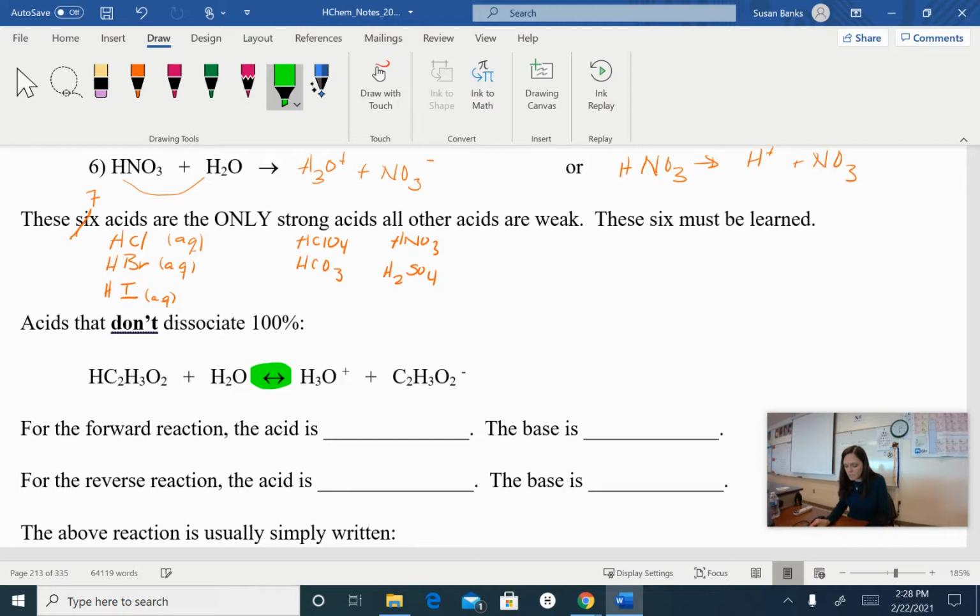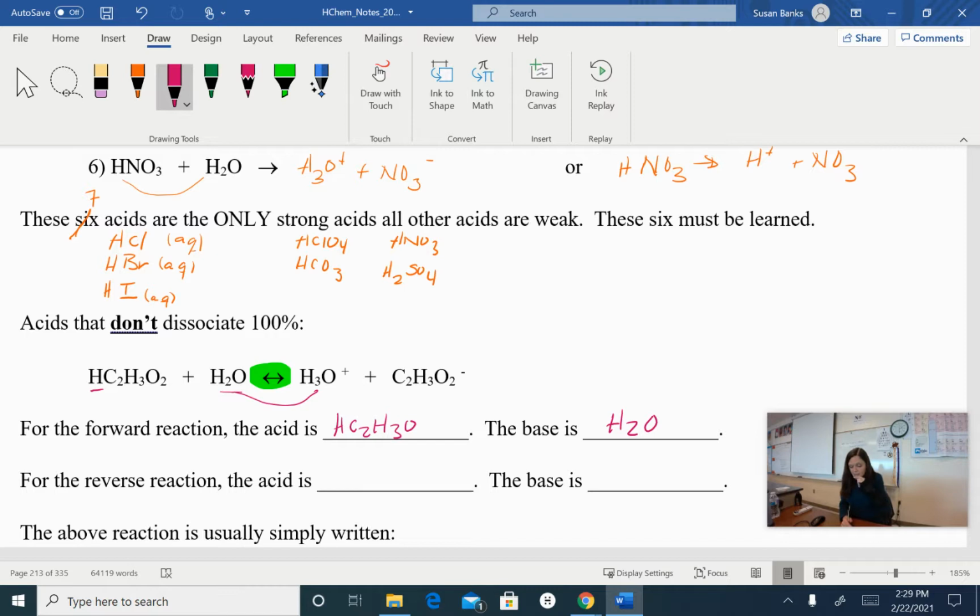Okay, so let's look at this reaction. So in this forward reaction, what is donating the hydrogen? Okay, hopefully you saw that the acetic acid donated the hydrogen. Okay, what is accepting the hydrogen? Hopefully you see that water is accepting that hydrogen. So the base is water.